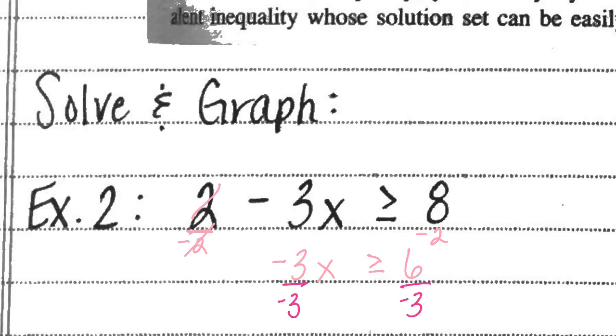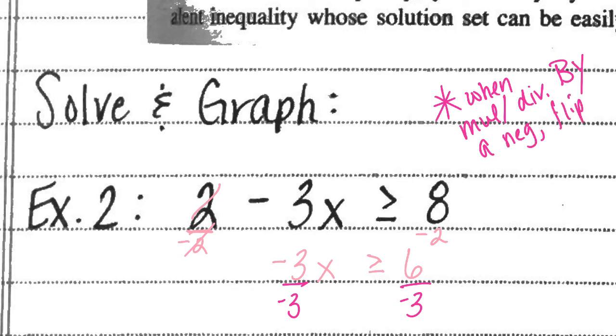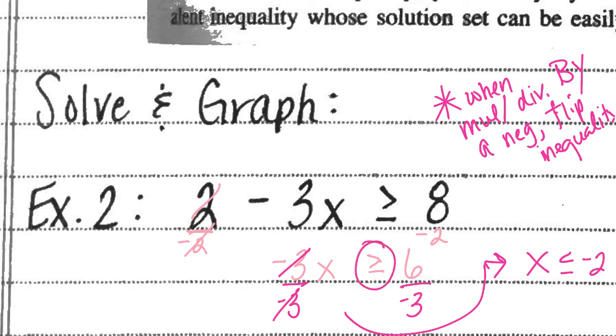So remember, when you're multiplying or dividing, I'm going to start again. When multiplying or dividing by a negative, we have to flip the inequality. So when I divide by a negative, I'm going to write this over here, that x is less than or equal to -2. So this inequality is greater than or equal to, and I just flipped it.